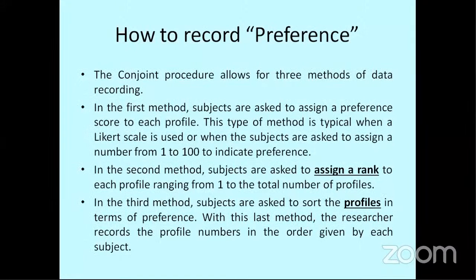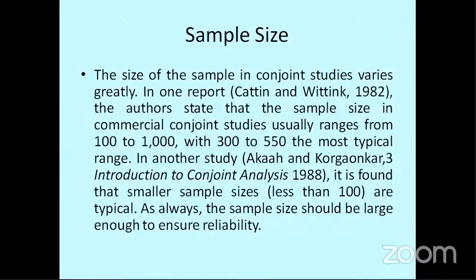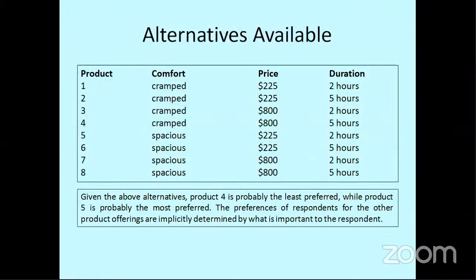How to record the preference? The conjoint procedure allows for three methods of data recording. Now you make the placards. Okay, the placards are being made. In the first method, subjects are asked to assign a preference. You assign the preference as you make the placards. For example, in this case, there are 8 products which can be offered to a customer. So the first way is that you rank the products, you keep the placards.